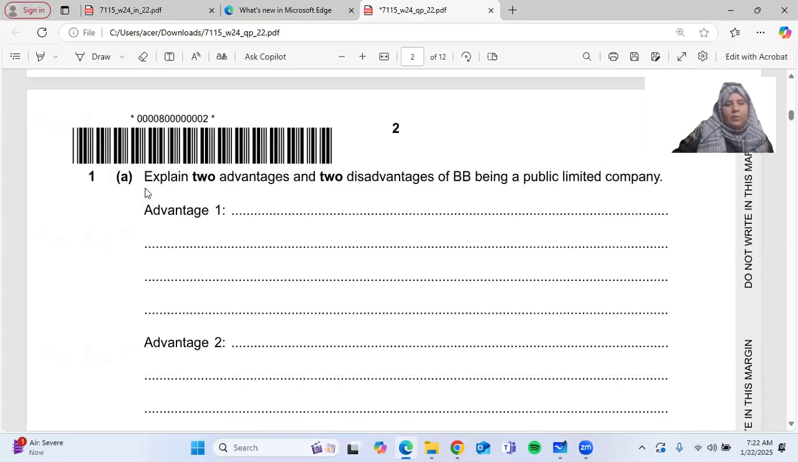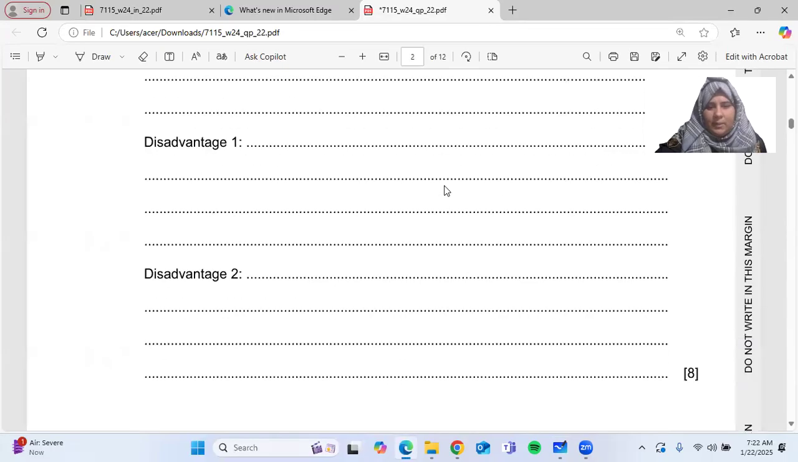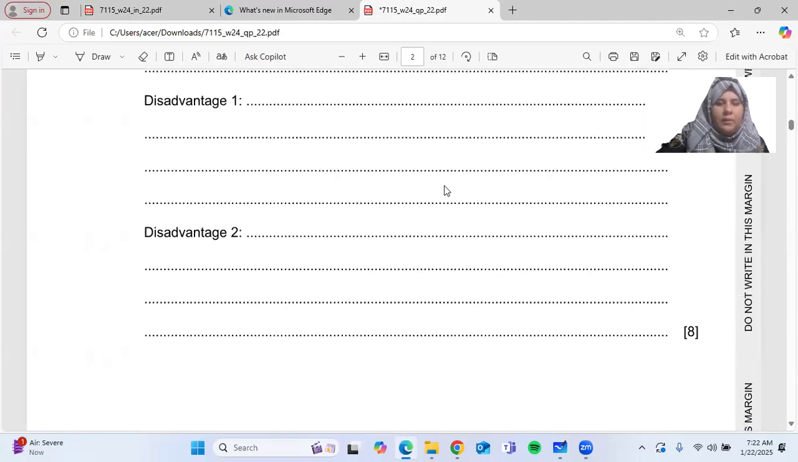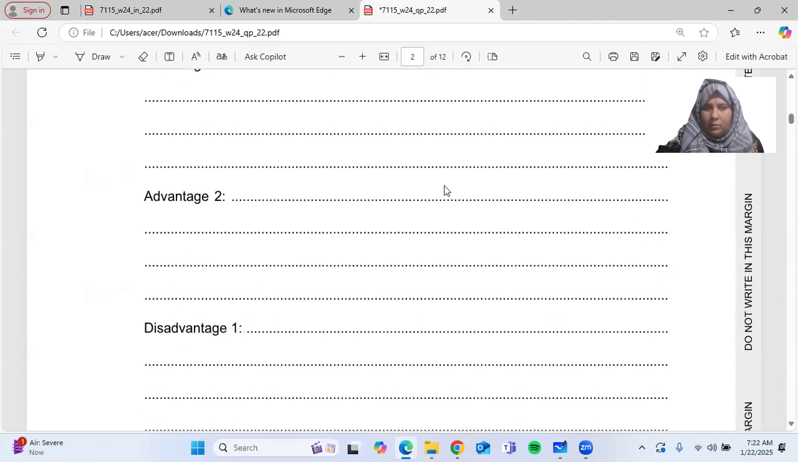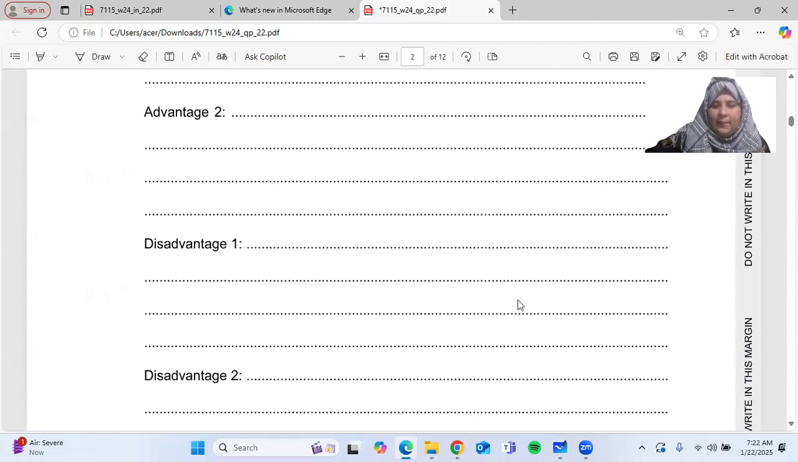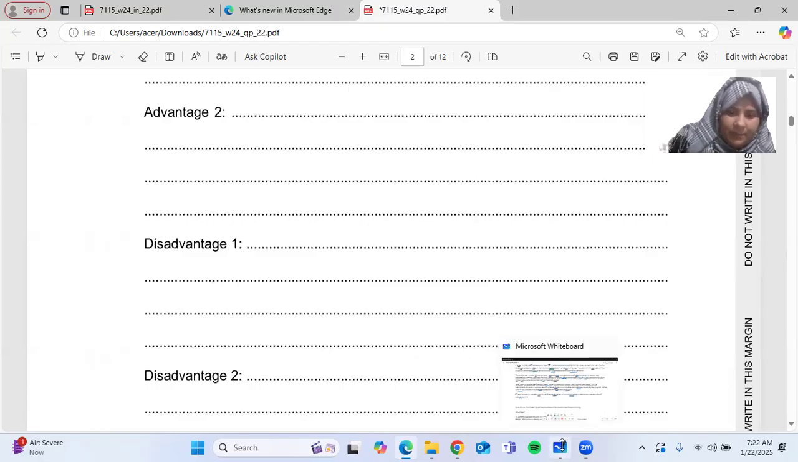We have the very first question, question number 1, part A, in which we have to explain 2 advantages and 2 disadvantages of BB being a public limited company. So as we can see that this is an 8-mark question, so we just need to write the pros and cons, and we also need to analyze it, and we will be using application points also when we are identifying the pros and cons. So this will give us our knowledge marks.